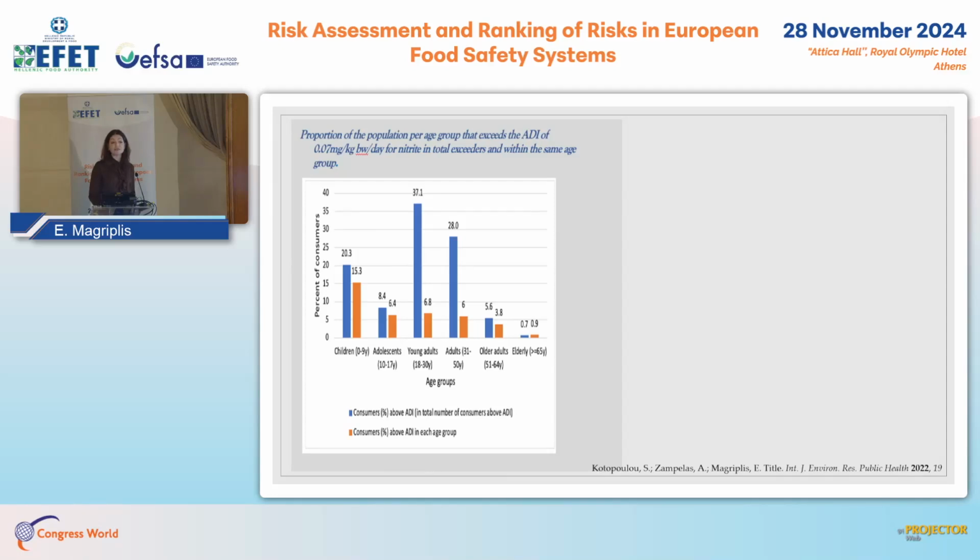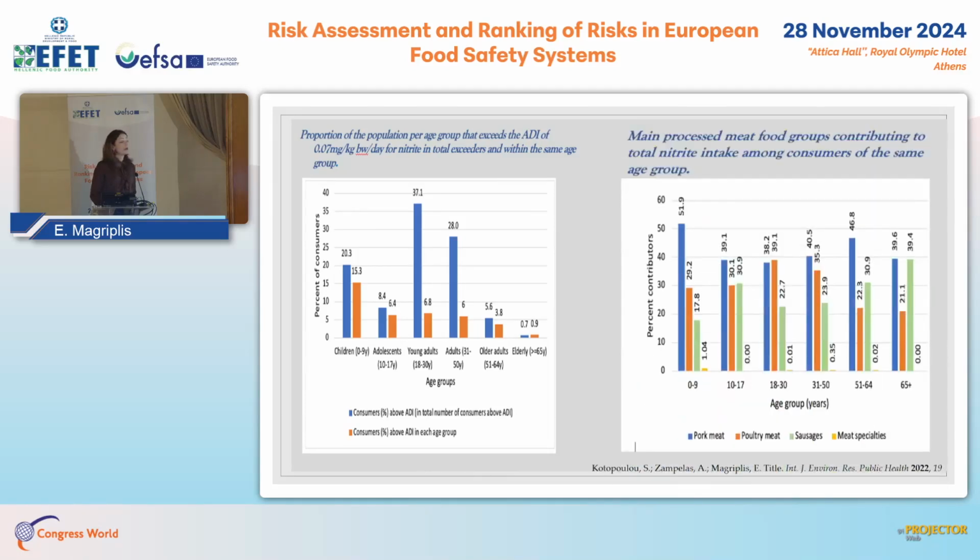But is this enough? We need to know where this is coming from, and therefore we developed an assessment to see where the highest food group contributors from the processed meats are, and therefore being able to compare this information and know what to change and what to assess.